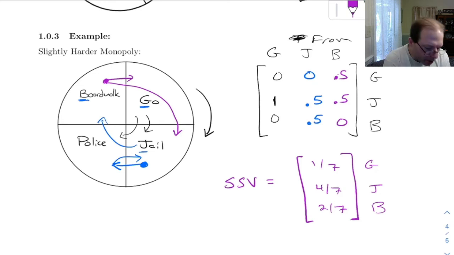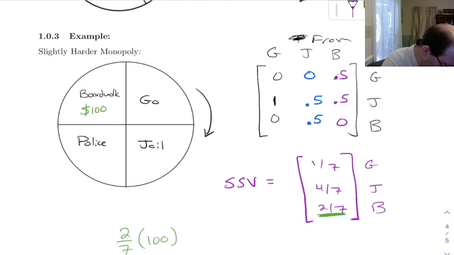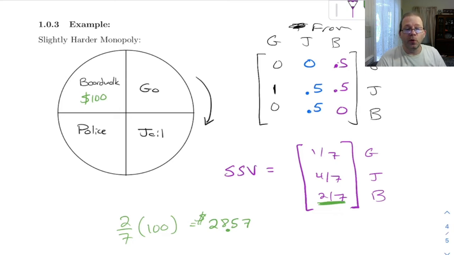Now, here's an interesting thing. So far we've been ignoring the other parts of the game. We've just been looking at probabilities. But suppose you own boardwalk, and every time somebody landed there, they had to pay you $100. Well, if you think about what this means, 2/7 of the time people are going to be on boardwalk. So that means 2/7 times 100. What is that? Well, 200 over 7. Yeah, 28.57. That would be the average amount of money you make per other player's roll if you own boardwalk in this silly game.